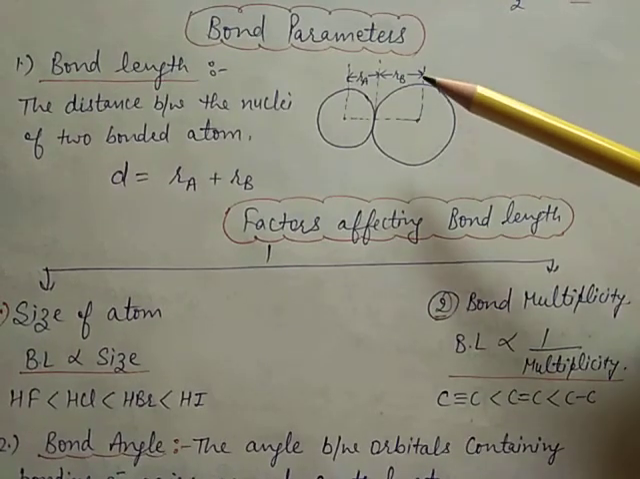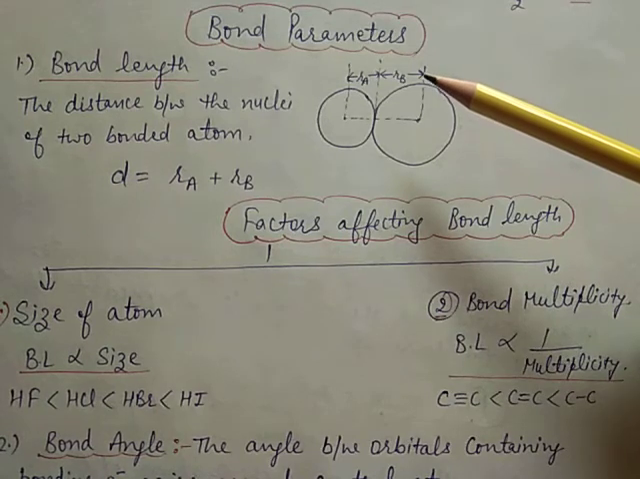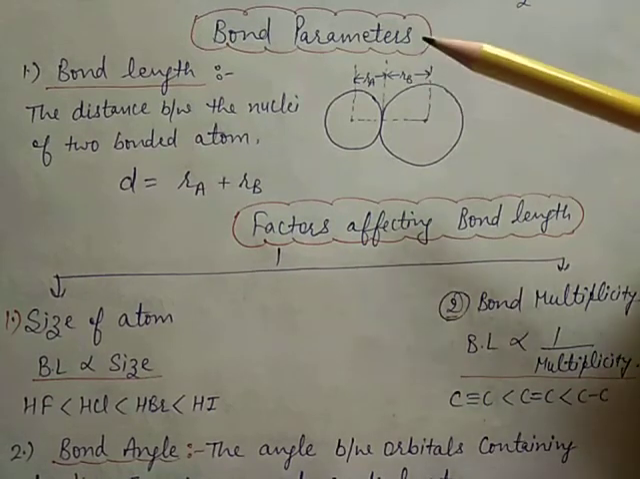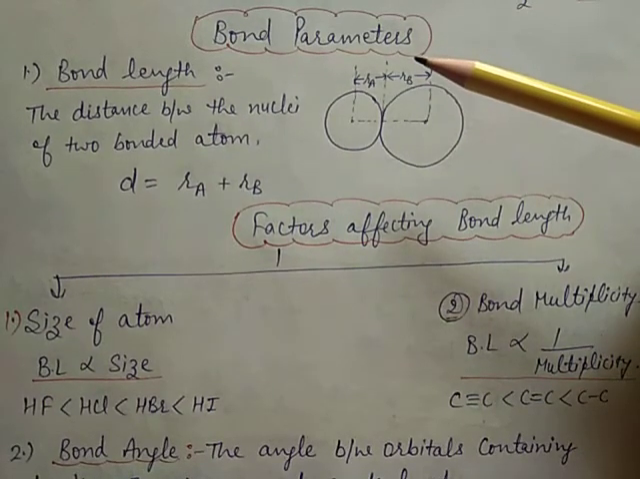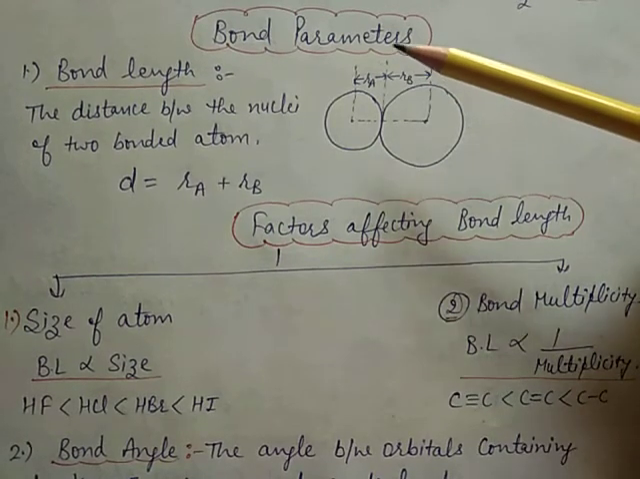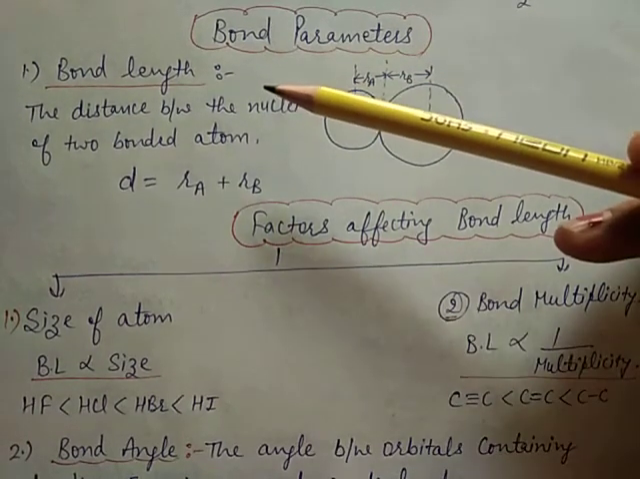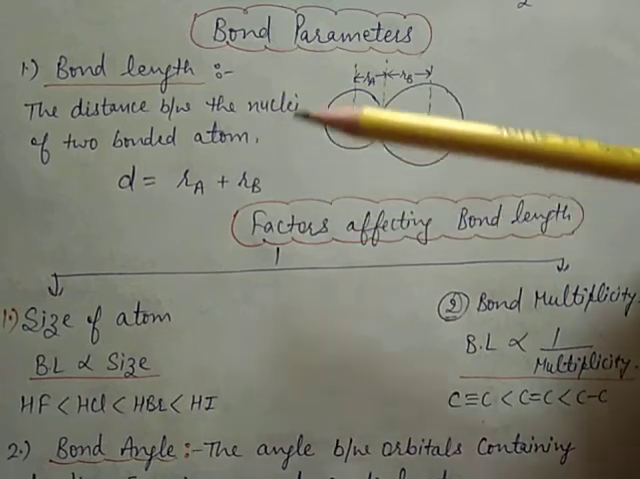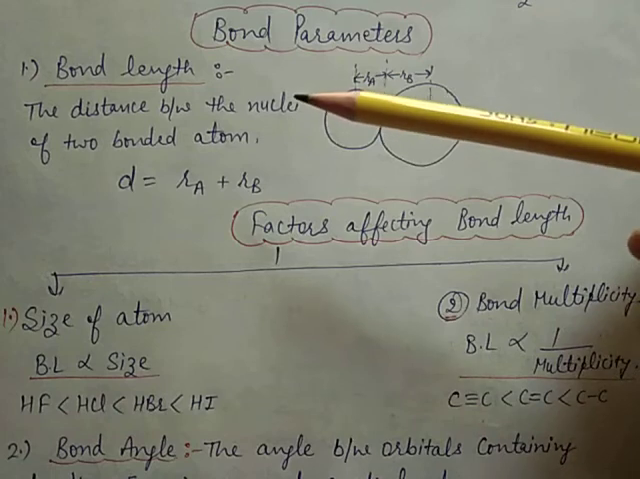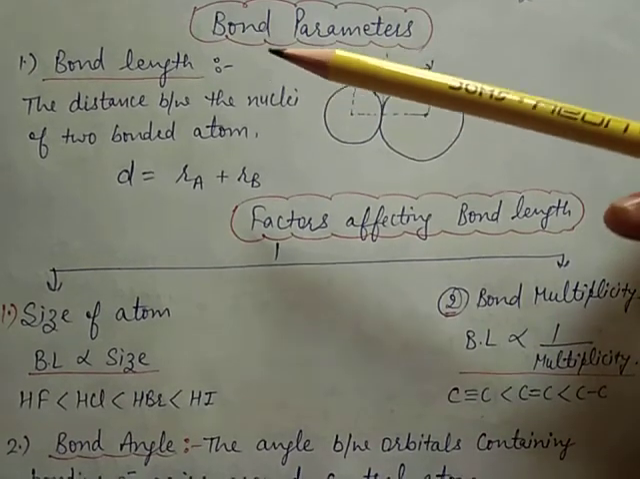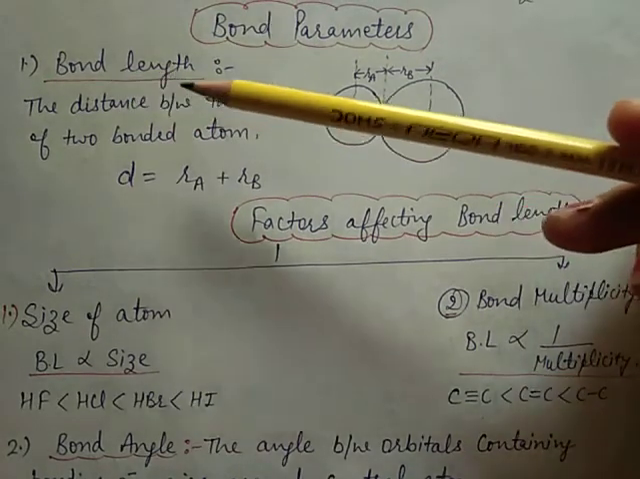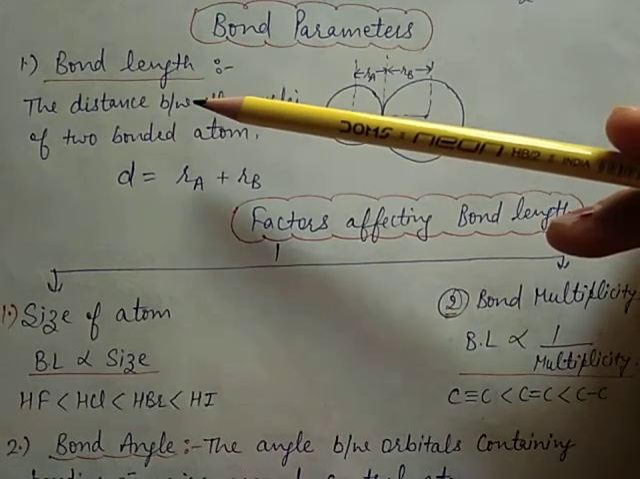Now the next topic is bond parameters. Bond parameters means the various features shown by a bond. Features like bond length, bond angle, bond enthalpy, bond order. These are the features shown by a bond. So first we discuss bond length.